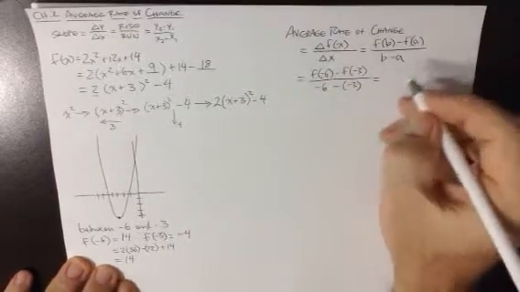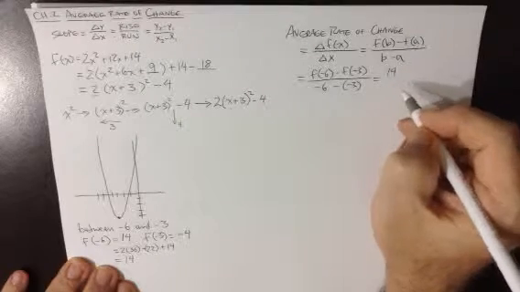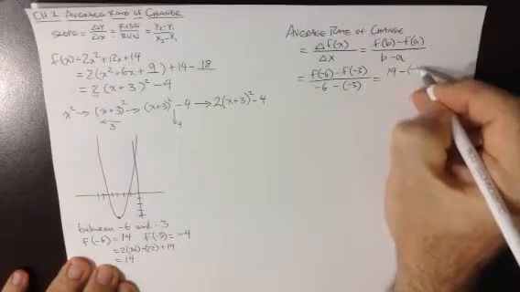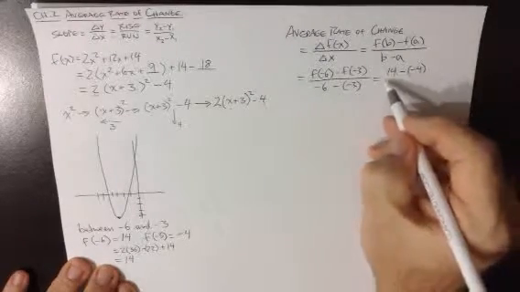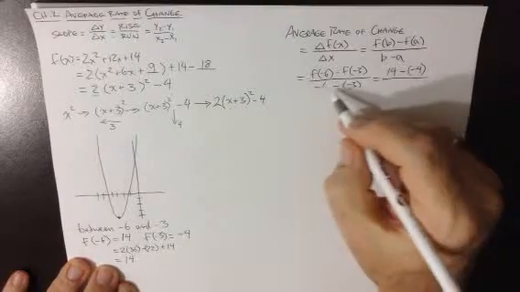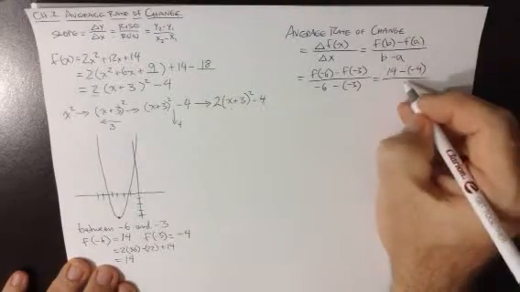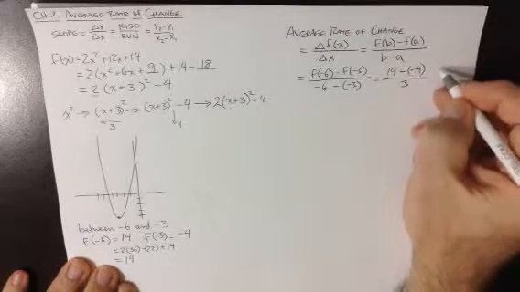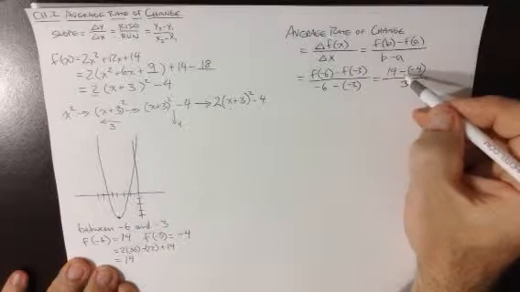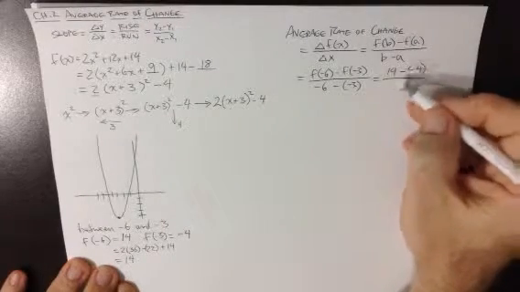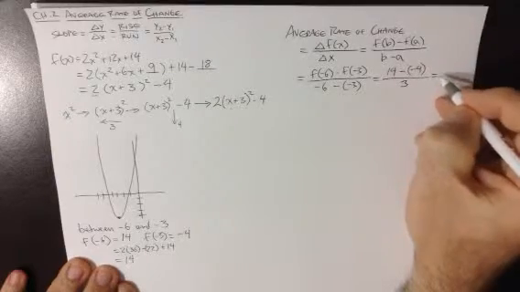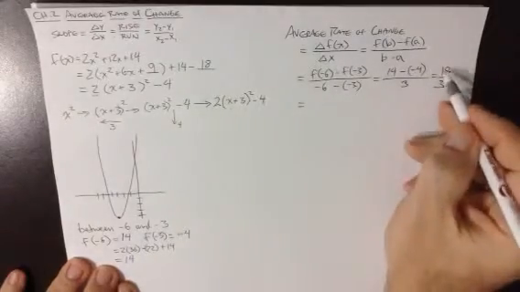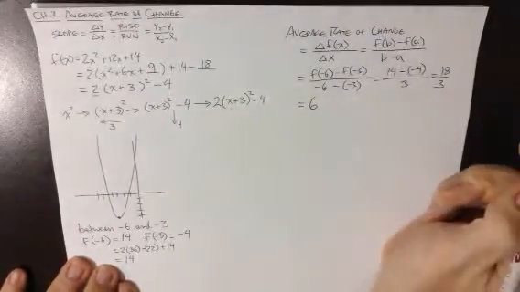And we've already figured out these values. We've got 14 is the value of the function when x is -6, and -4 is the value of the function when x is -3. And then -6 minus -3, that's going to be -6 plus 3, so that's just -3. And 14 minus a -4 is actually going to be 18, and this is -3, and so the average rate of change is -6.